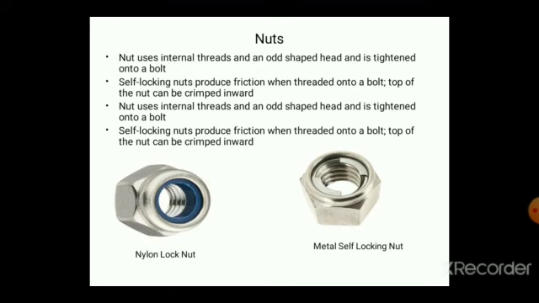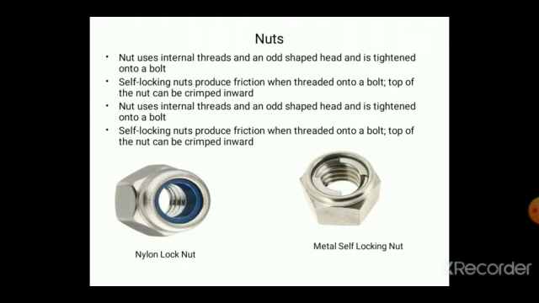Then the next one is the nut. After the bolt, nuts are there. A nut has an internal thread and an odd shaped head and is tightened onto a bolt. So this is a combined assembly of nut and bolt. If you want to fasten or join two parts, you have to drill through them, put a bolt in it and tighten it with the help of a nut. So this is a particular arrangement. You can see the pictures also.